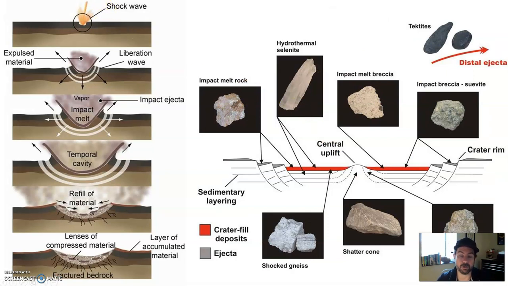You get some large asteroid impact from space, kind of bam, hits into Earth, and it can alter the minerals and rocks in and around the impact site. So you can get different types of shocked rocks or different types of metamorphosed rocks: shocked gneiss, impact breccia, suevite, a number of different things. So you can alter material because of an impact.